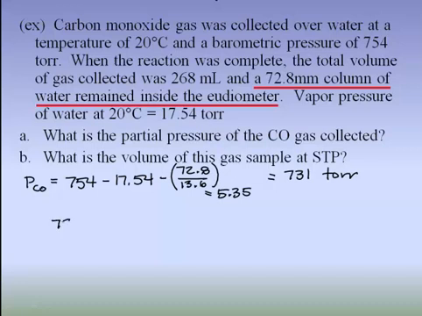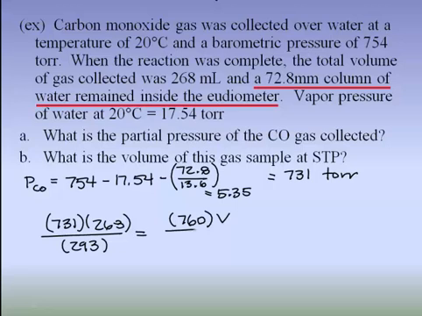So we use 731 as our pressure. 268 milliliters is the volume they told us, and this occurred at 293 Kelvin. And we set that against standard pressure and standard temperature. The volume of this gas at STP is 241 milliliters.